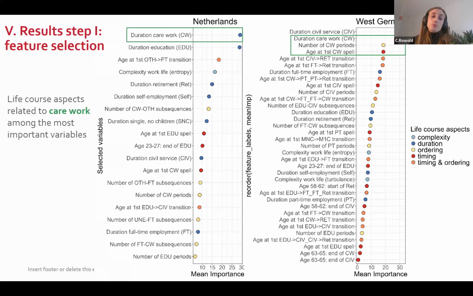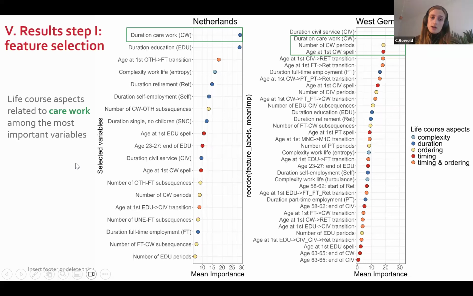Okay, but let's have a look a bit more closer to which variables actually matter. So actually, in both countries, I find that life course aspects related to care work are among the most important pension predictors. In the Netherlands, you can see here, duration of care work is the most important predictor of pensions, just followed by the duration of education. And in Germany, duration of care work is the second most important predictor of pensions. Here, duration of civil service is most important. And third and fourth most important are actually also the number of care work periods experienced over the life course and the age at the first care work experience over the life course.